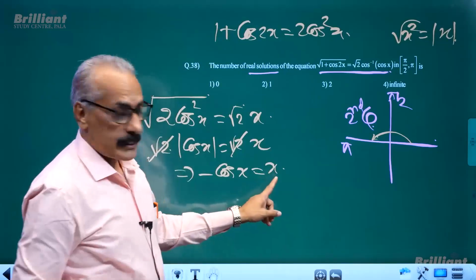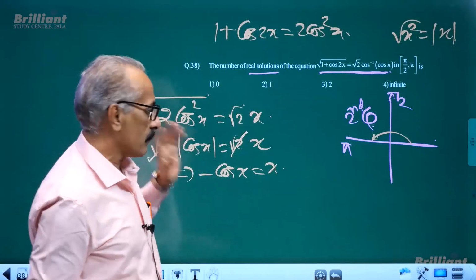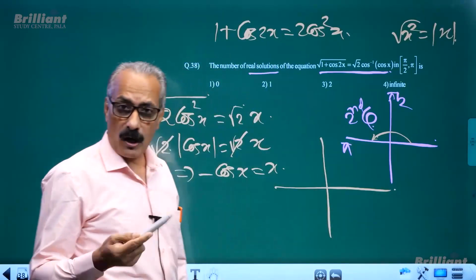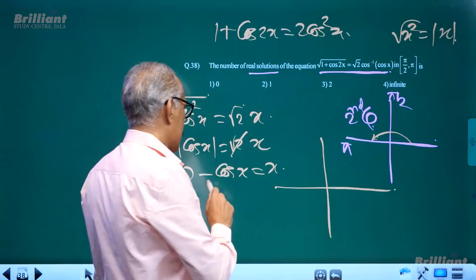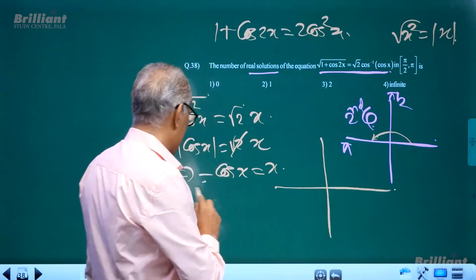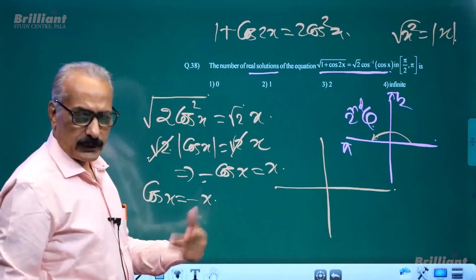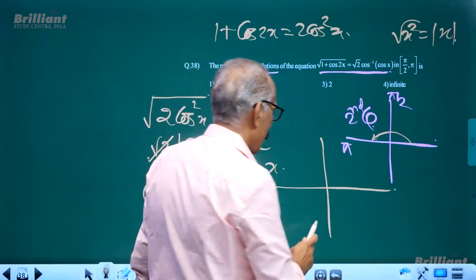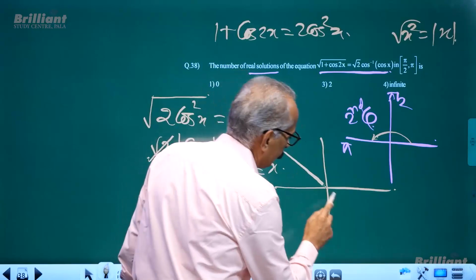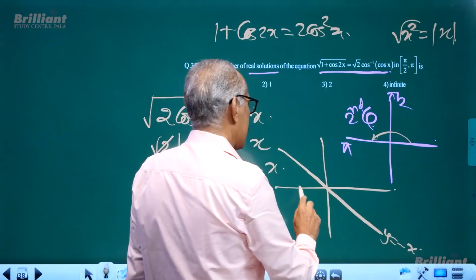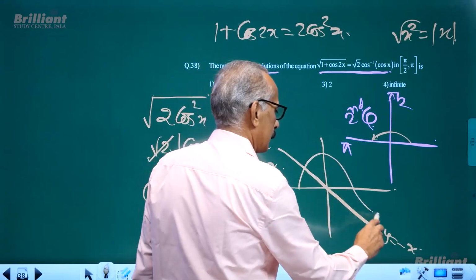So this is a polynomial, and this is a trigonometric function. Let's draw the graph. That's a way to solve it. So it is cos x is equal to minus x. I write that cos x is equal to minus x. Minus cos x also you can draw, no problem. So minus x is a line, y is equal to minus x. You know cos x is like this.